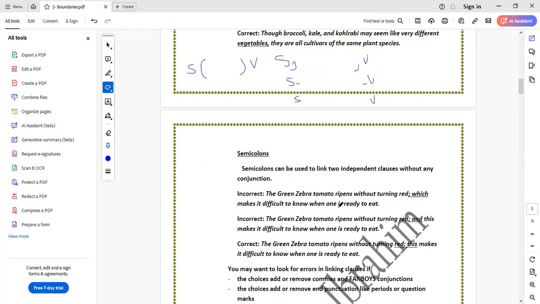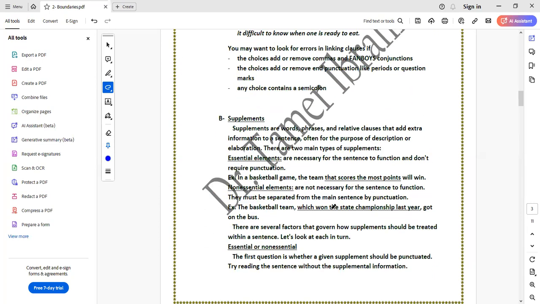Connecting two independent clauses, or if there is a list inside a list. What about the modifiers or supplements, the words or phrases or relative clauses that are not important? If it comes in the middle, put a comma before it if it's not essential, and after it. If it comes at the end, put one before it. It can be dash or dash, or just one dash if it's at the end. It can be two parentheses, and at the end also one parenthesis.